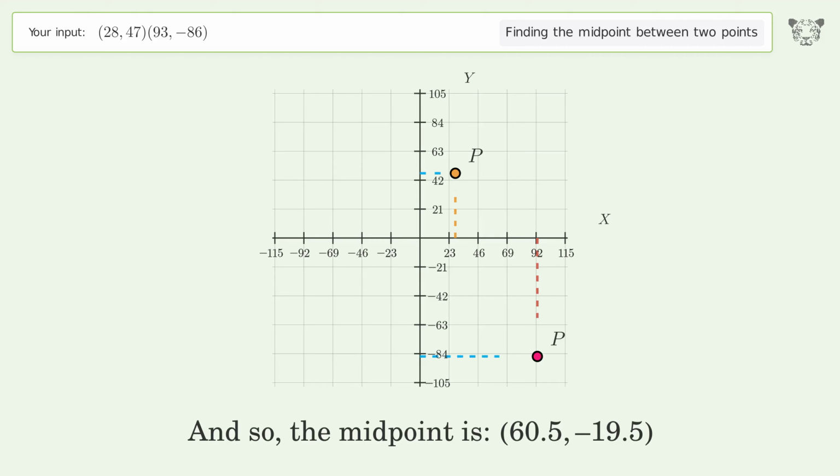And so, the midpoint is 60.5, negative 19.5.